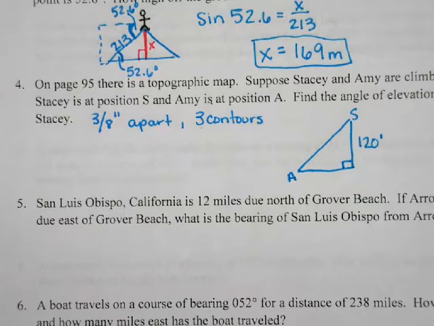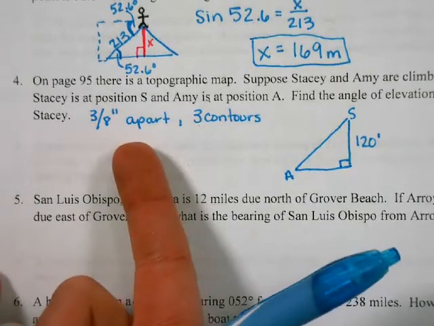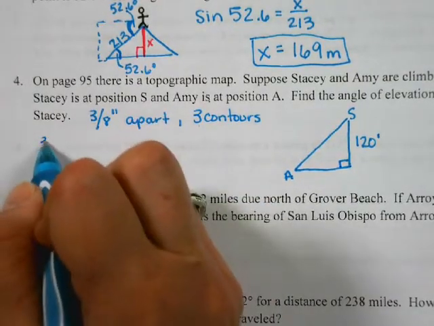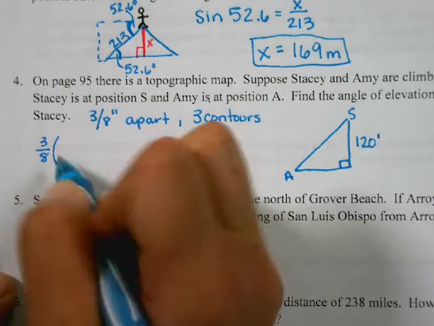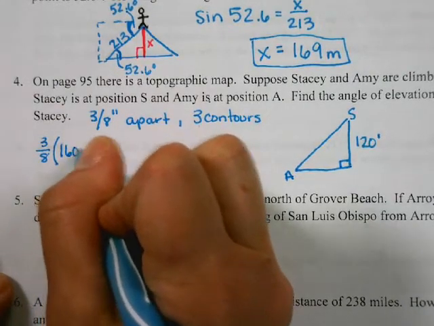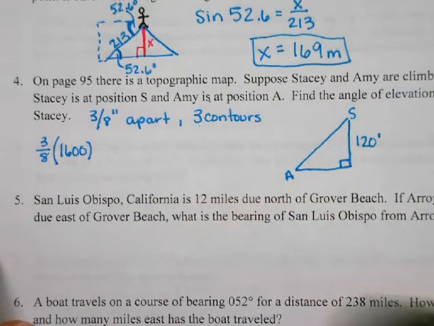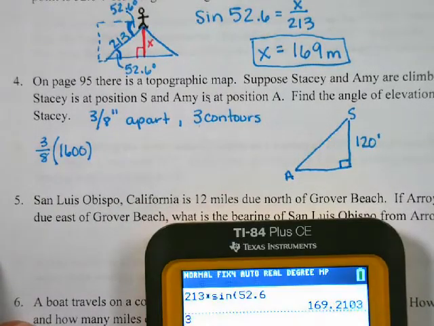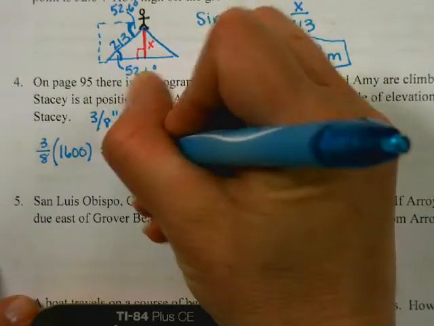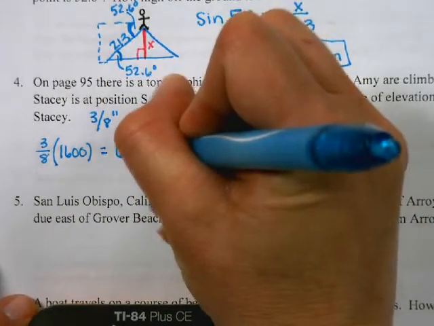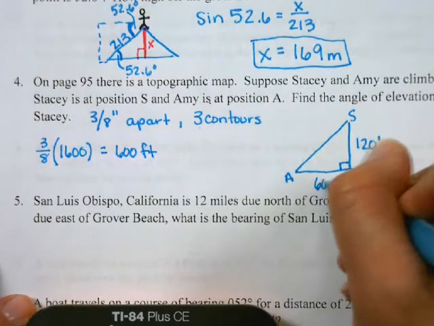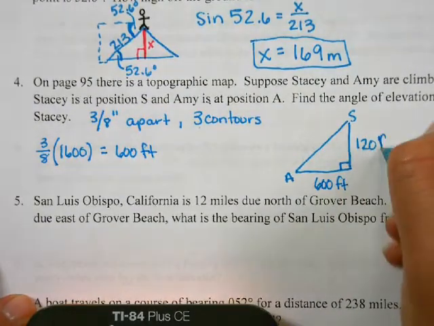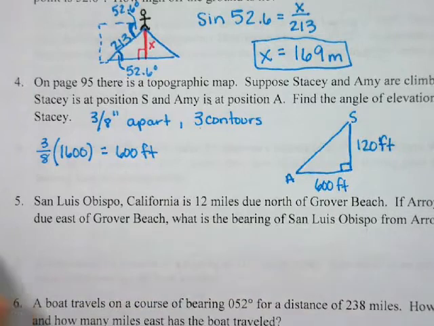And on my map, if they're 3/8 of an inch apart, well, a whole inch would be 1,600 feet, if I just looked down on them like I was flying over them. 3/8 times 1,600. They're 600 feet apart, just looking down on them as if I were a bird. Does that make sense?